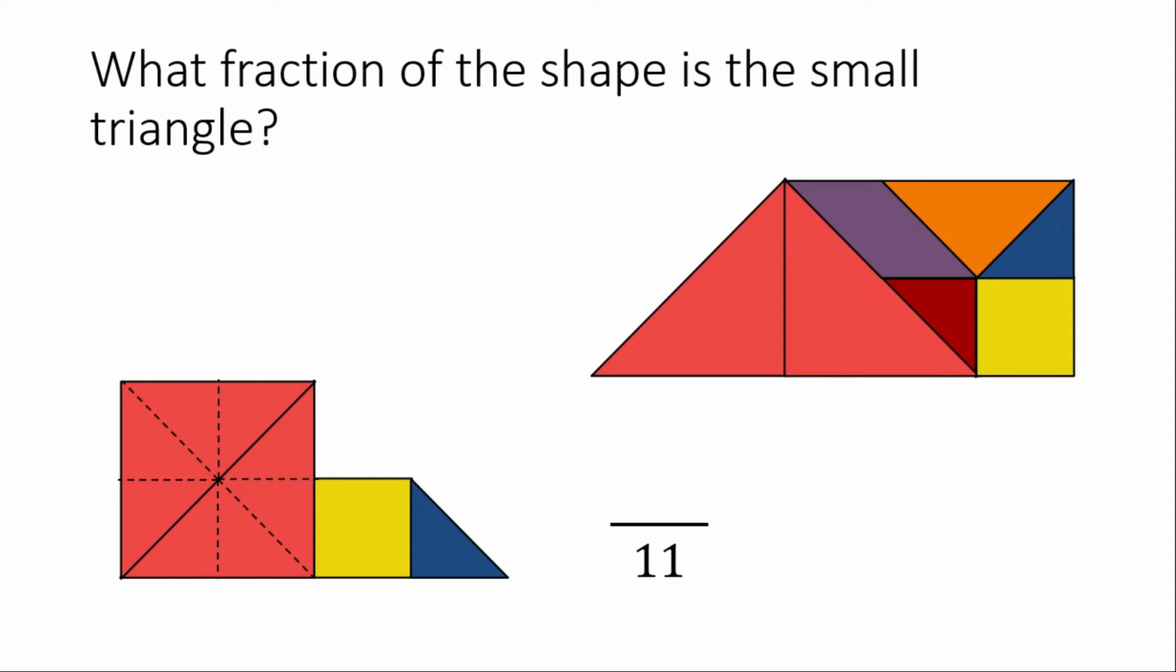And then how many of them are the blue triangle? Well, just the one. Okay, what about the one on the right? Let's draw our fraction line. Okay, and then let's count. So again, 4, 8, 9, 10, 11, 12, 13, 14, 15, 16. So 16 equal pieces.